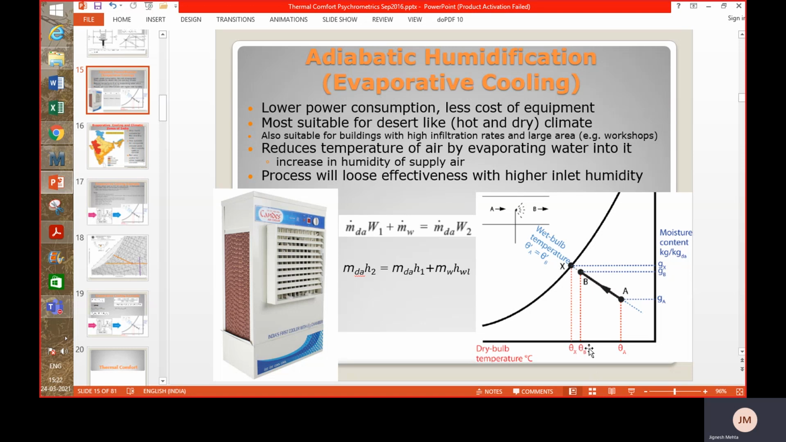But no process can be 100% effective, and because of that, finally, the air comes out at some intermediate temperature shown as theta B here, or we normally use the notation T, dry bulb temperature. So as it is seen in this process AB, the dry bulb temperature decreases, wet bulb temperature remains the same, or the process moves along a constant wet bulb temperature line. And the humidity ratio, shown as G here, or we normally use W, increases.